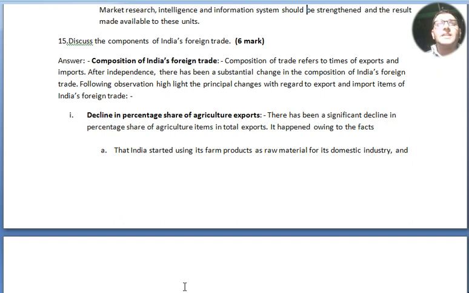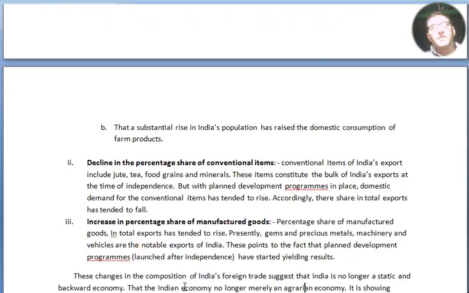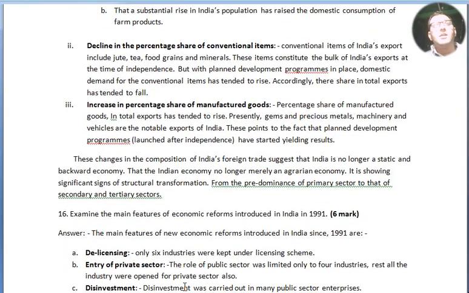Point number 1, decline in percentage share of agriculture exports. There has been a significant decline in percentage share of agriculture items in total exports. It happened owing to the facts. Point number A, that India started using the farm products as raw material for its domestic industry, and point number B, that a substantial rise in India's population has raised the domestic consumption of farm products.